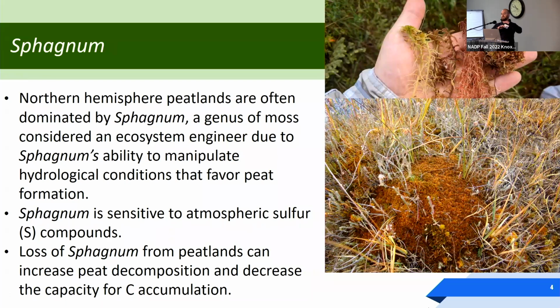Pretty much the fresh sphagnum layer on the top acts as a cap, preventing the rest of the sphagnum from being exposed to oxygen. And as soon as the sphagnum layer is removed from the top, it increases decomposition as the decomposing sphagnum underneath is exposed to oxygen. And so this decreases peatlands' capacity for carbon accumulation.